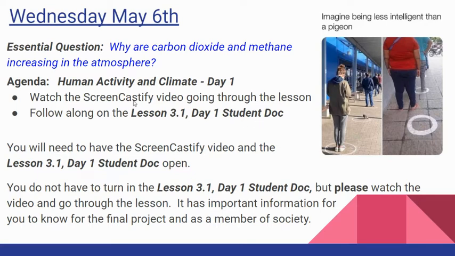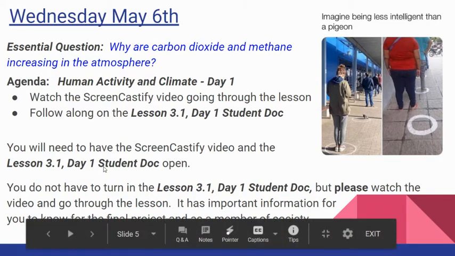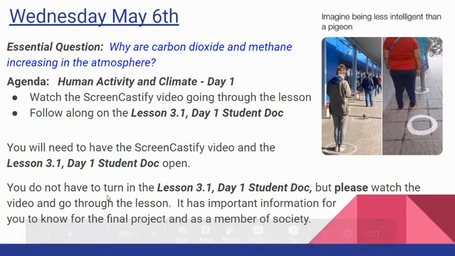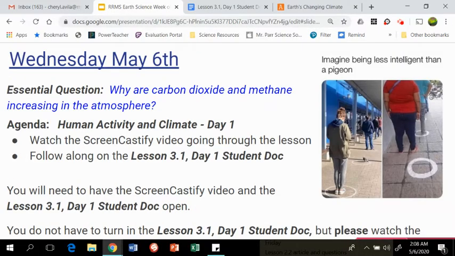And that is it. You'll notice that it says follow along. You do not have to submit this document. It's for your benefit. You will need to have your Screencastify video and the lesson 3.1 day 1 student document open. Like I said, you do not have to turn in the lesson 3.1 day 1 student document, but please watch the video and go through the lesson. It is important information for you to know for the final project and for you as a member of society to know, as we're talking about climate change here.